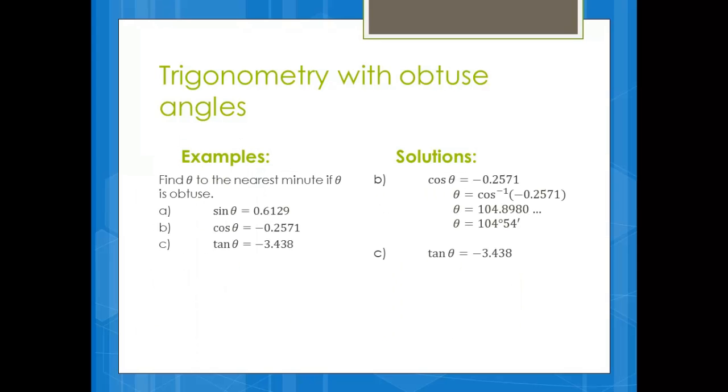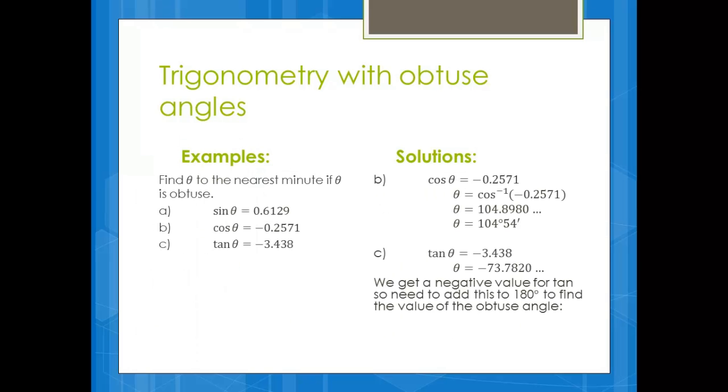Solving tan theta equals negative 3.438 by taking the inverse tan of negative 3.438 gives a negative value. We need to add this value to 180 to find the obtuse angle. So negative 73.7820 plus 180 gives a value of 106 degrees and 13 minutes.